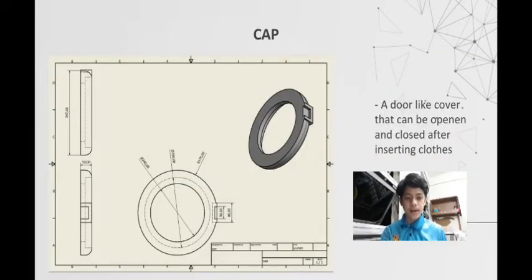Next is a cap. A cap is a door-like cover that can be opened and closed after inserting clothes. The inner diameter is 240 mm and the middle diameter is 290 mm. The outer diameter is 300 mm. For the handle puller, the outer size is 80 mm and the inner is 50 mm.